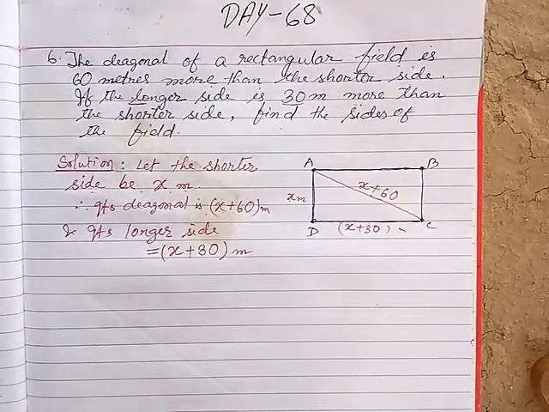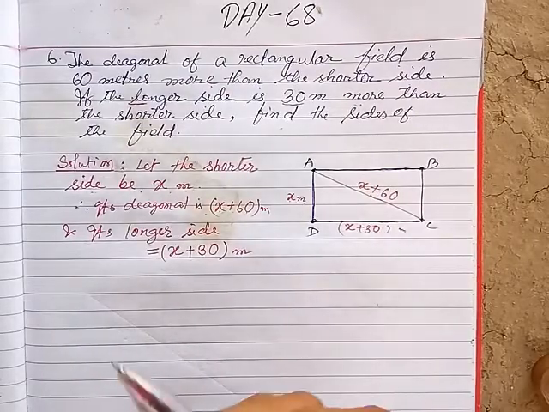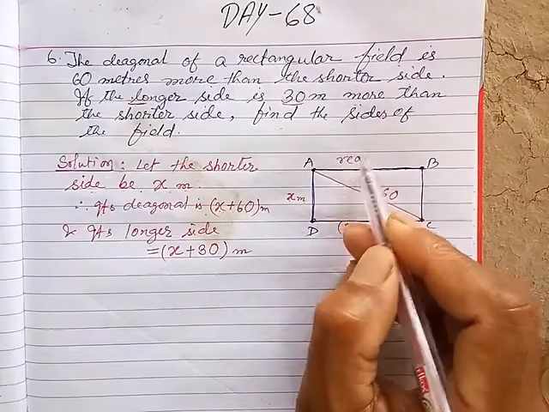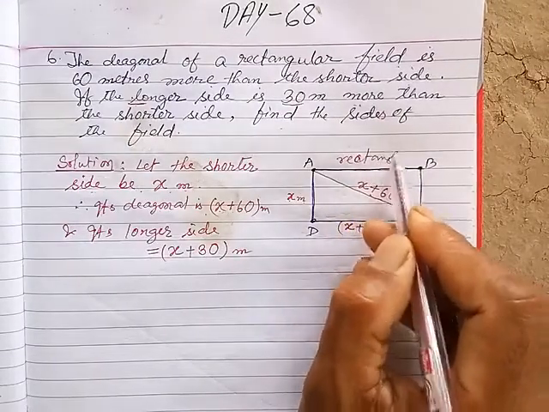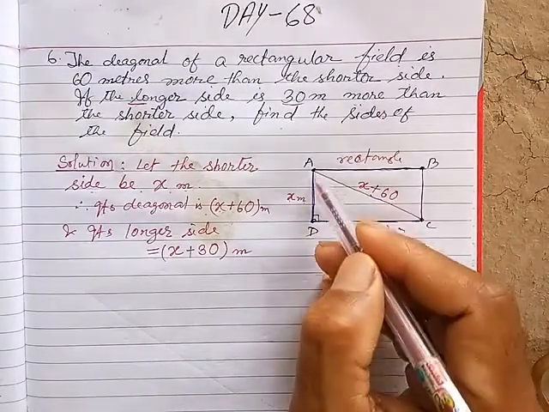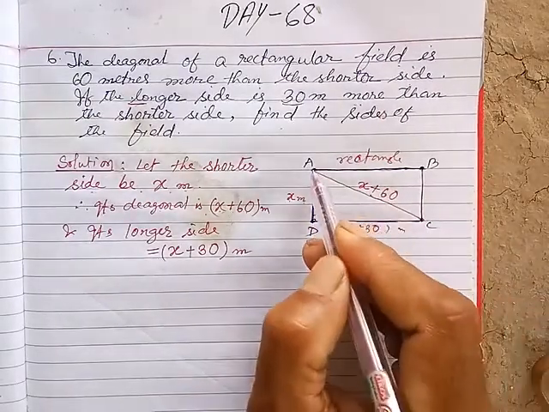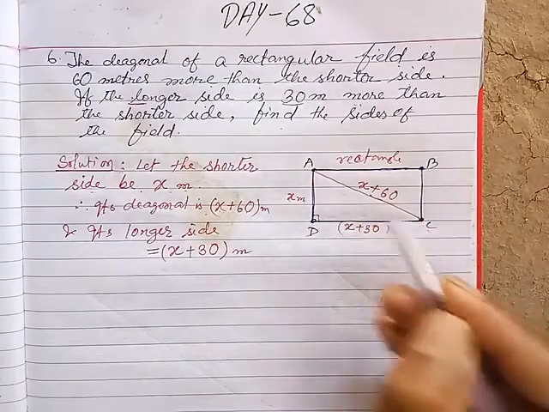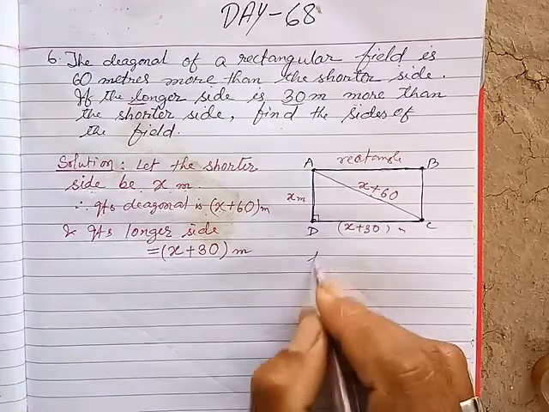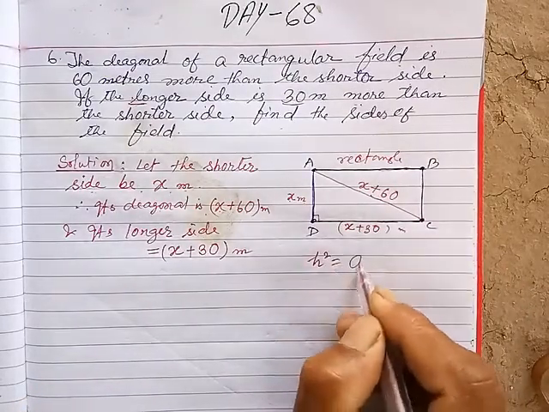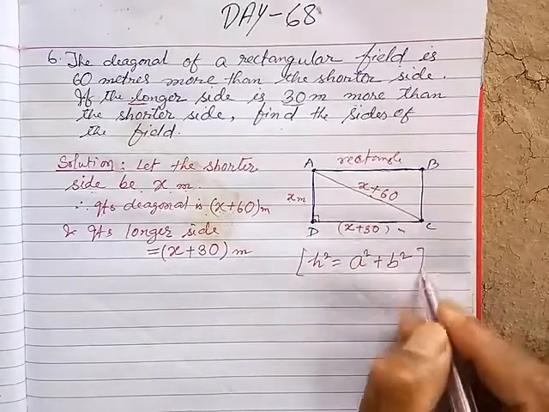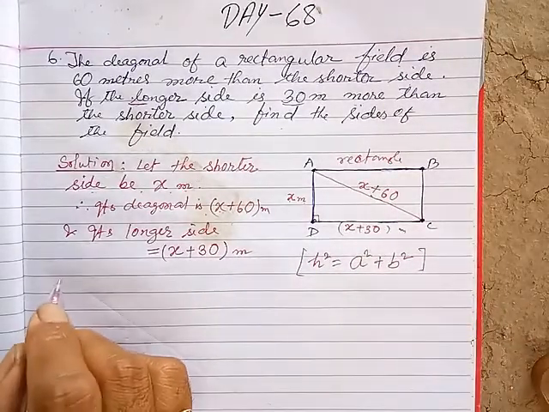Okay, so we should form an equation. You just think how we can form an equation. Since the field is in the form of a rectangle, in a rectangle angles are 90 degrees and it forms a right angle triangle. And since it is a right angle triangle, it always follows the Pythagoras theorem. According to Pythagoras theorem, hypotenuse square is equal to altitude square plus base square. So that is the thing we know.